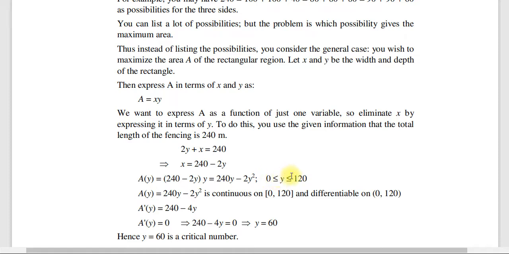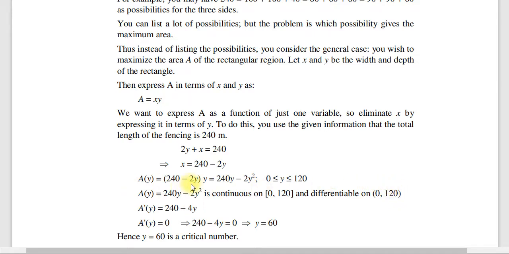240y minus 2y square ይመጣልናል. y በማና በማመካከል ነው, y is less than or equal to, I mean 0 is less than or equal to y less than or equal to 120 ነው, and A of y which is equal to 240y minus 2y square is continuous on the interval 0,120 and differentiable on 0,120.